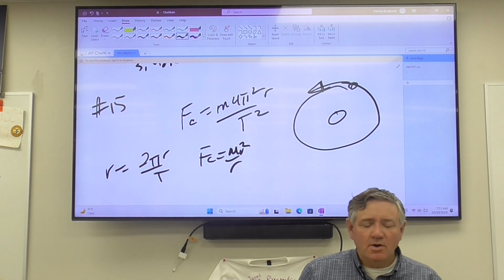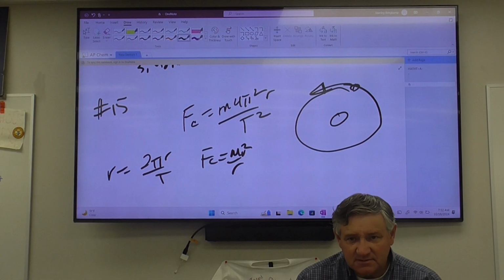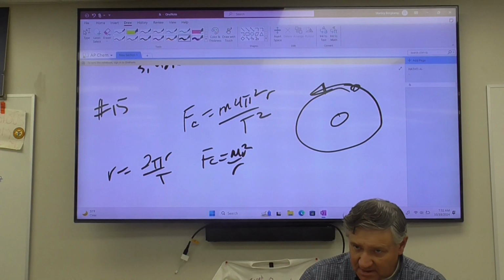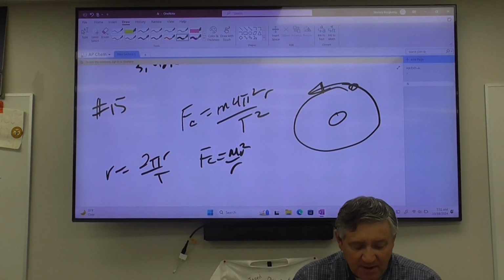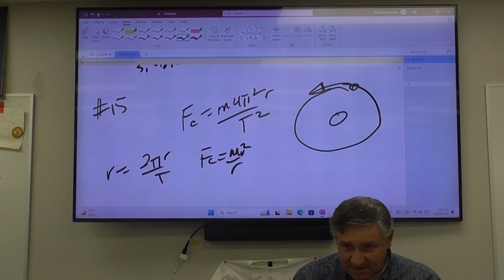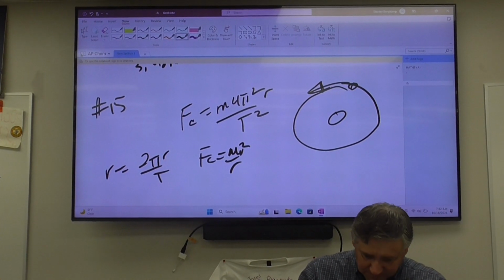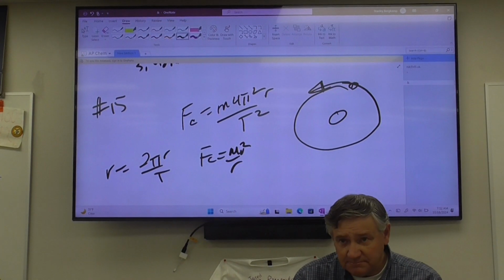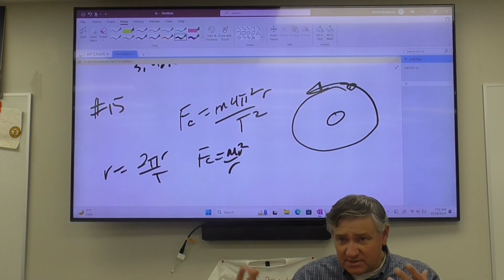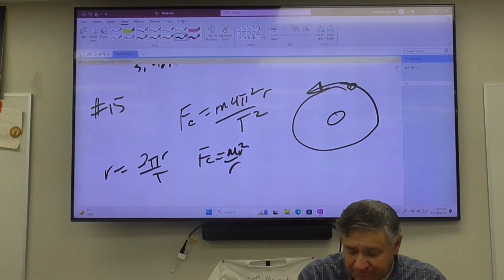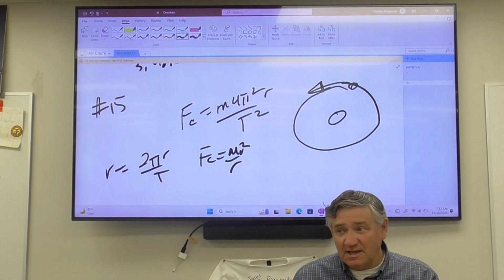So on number 16, what are you going to use for the period? 365 days or 24 hours? 24 hours, because the Earth is spinning on its axis. So what you should see, and this is the good thing, is that your answer to number 16 should be exponentially less than what that person weighs. That person weighs about 700 newtons, which is the measure of the gravitational force between that person and the Earth. The amount of centripetal force that you need to keep that person on there is a lot less.